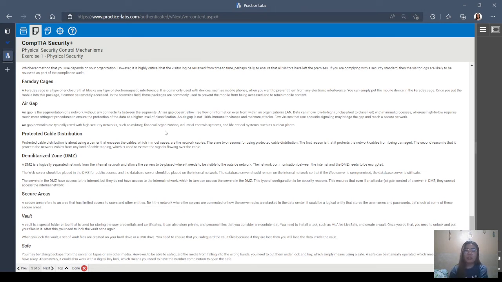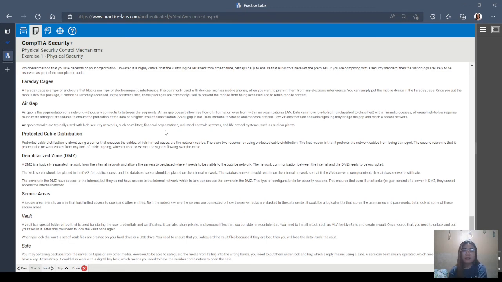Protected cable distribution is about using a carrier that encases the cables, which in most cases are the network cables. There are two reasons for using protected cable distribution. The first reason is to protect the network cables from being damaged. The second reason is to protect the network cable from any kind of cable tampering, which is used to extract the signal flowing over the cable.